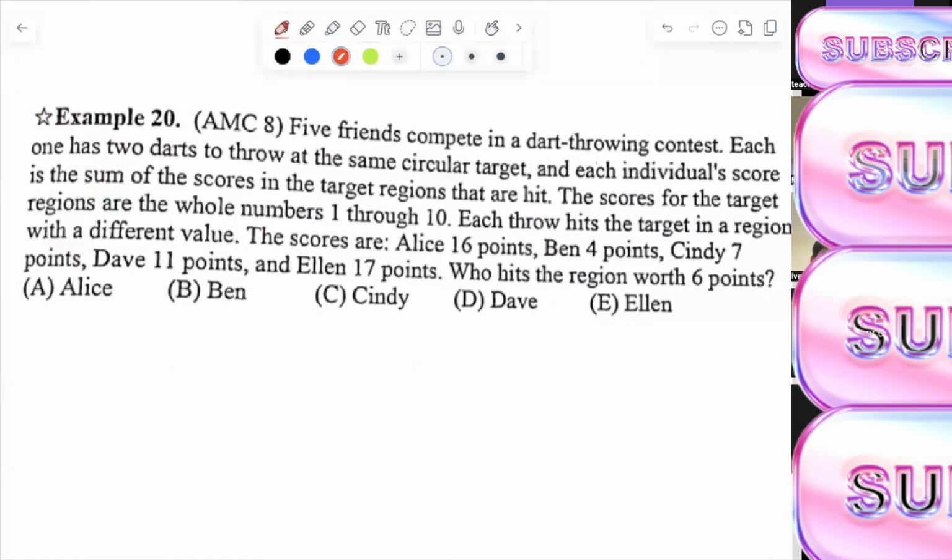AMC8. So this is example 20. You barely have any time left. So I'll give you guys a brief overview, and then we're going to solve it in the next session.